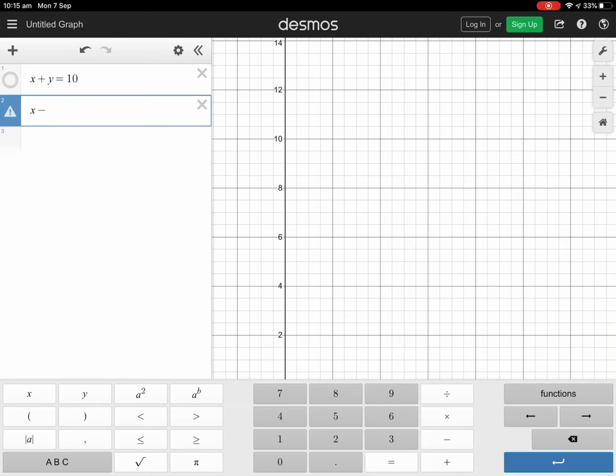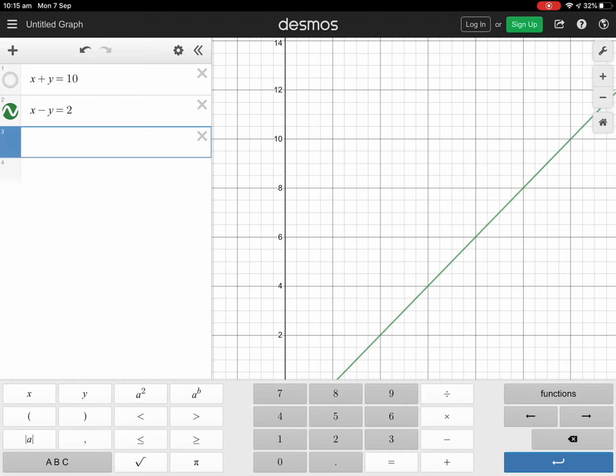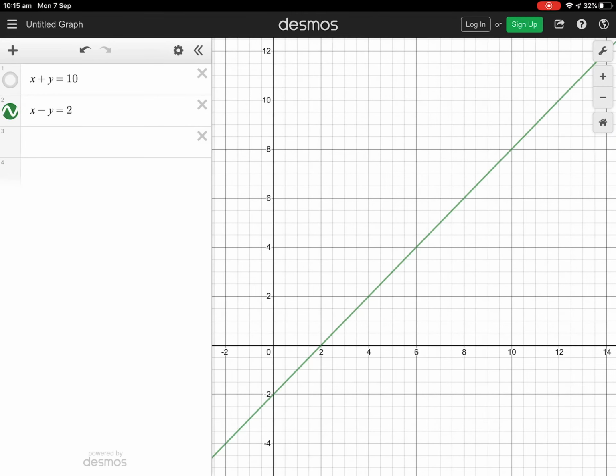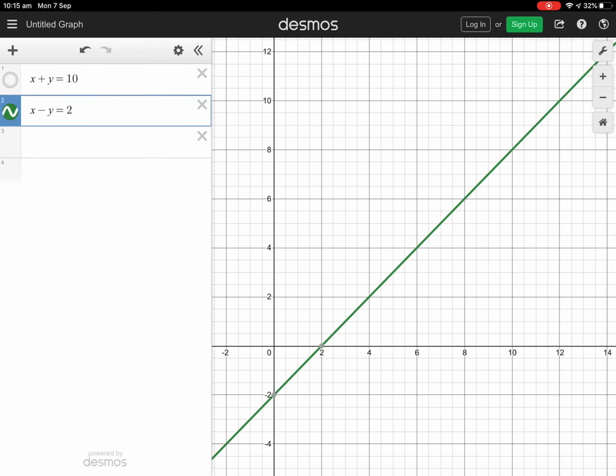Alright, let's write the next line. Hide this one first. x minus y is equal to 2. Same idea, we could have a look at those numbers that we had a guess at. We had 3 and 1, also had 4 and 2, 6 and 4, 5 and 3, and we could go anywhere along this line and it will be true.